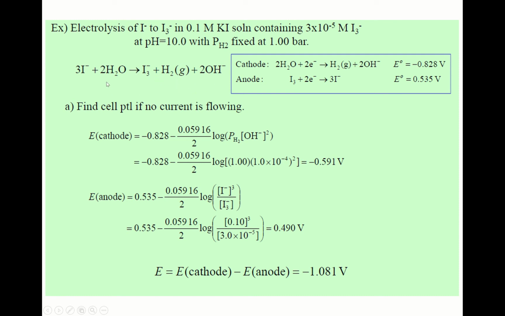Okay, and then we break into two half reactions. Okay, so the cathode reaction is what? Water reduction, yeah, to give hydrogen gas and hydroxide ion here. And then from the table, from the appendix, you see the E0 value is minus 0.828 volt.